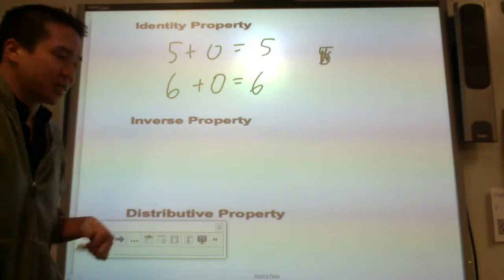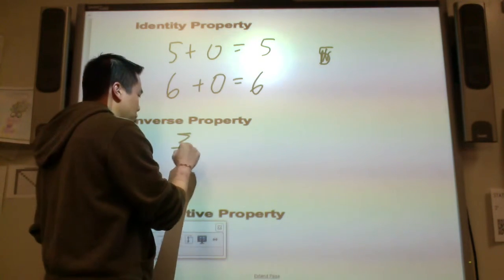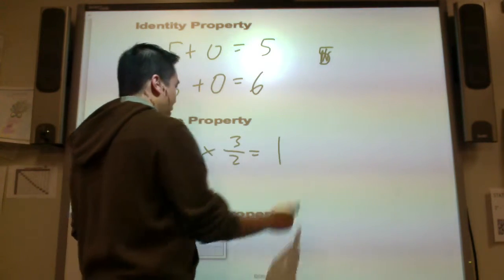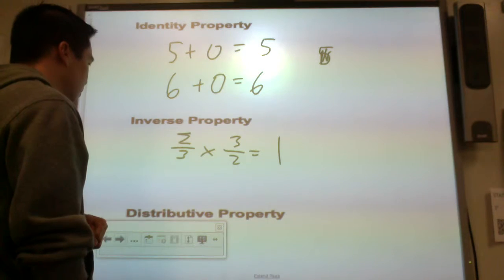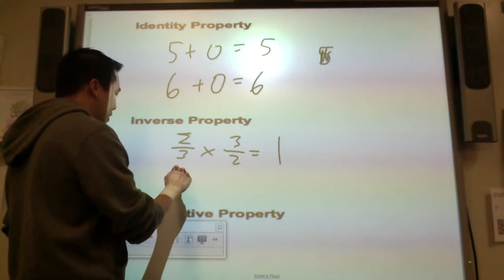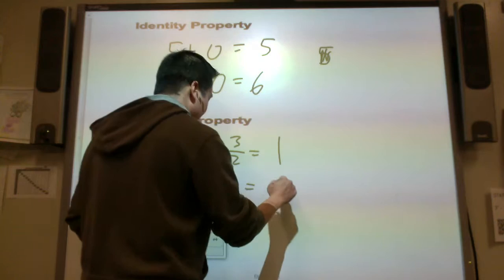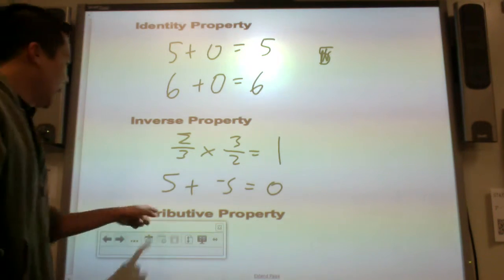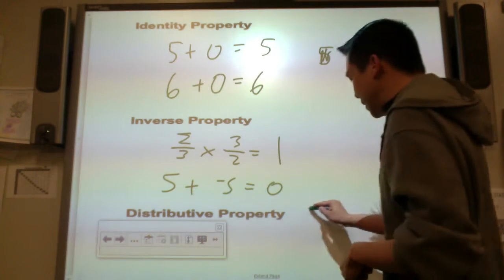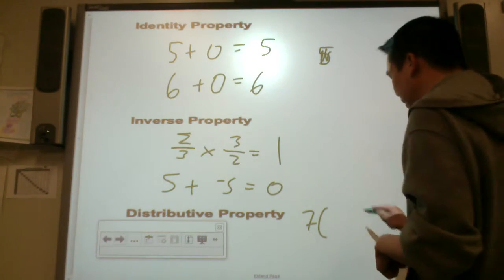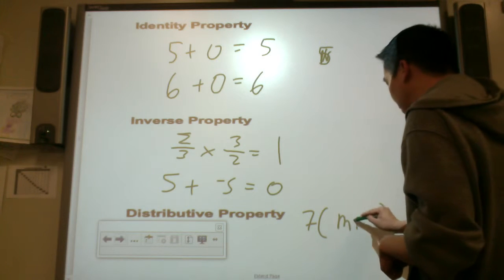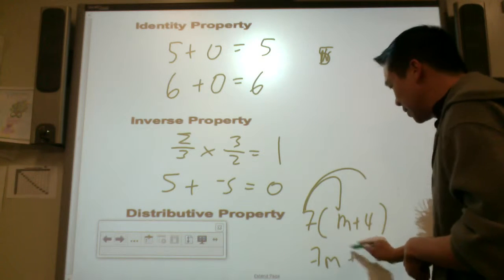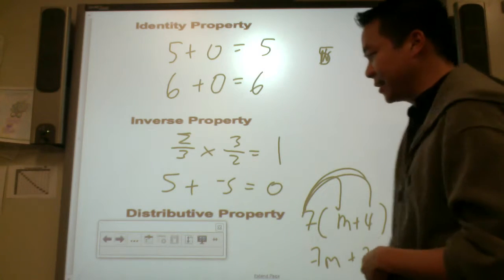Inverse is the opposite. For example, the fraction 2/3. The inverse of 2/3 is 3/2, and their product is 1. Another inverse: 5 plus negative 5 is 0. And last but not least, the distributive property: 7 groups of m plus 4. What's 7 groups of m? 7m. Plus, what's 7 groups of 4? 28.